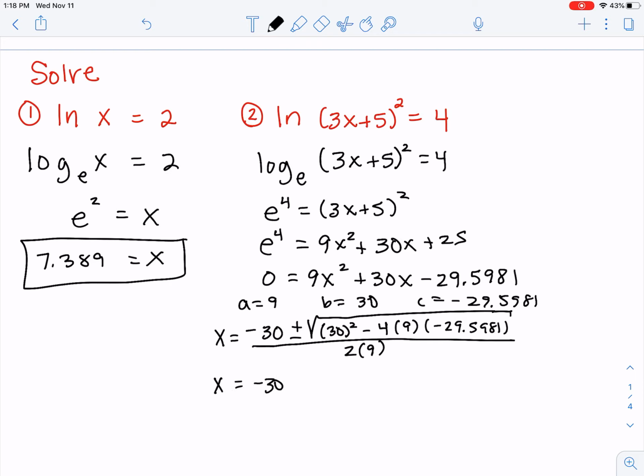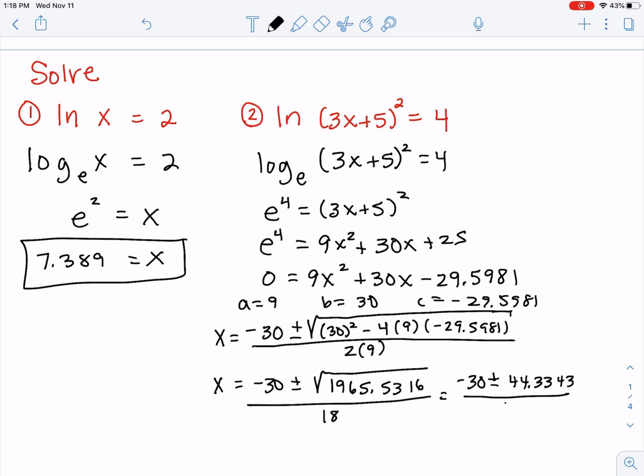So I get negative 30 plus or minus. Now, what do I get underneath the radical? When you evaluate all of that, you get 1,965.5316. And that's going to be all over 18. All right, well, here's what I know. The square root of that number is right around 44.3343, all over 18.